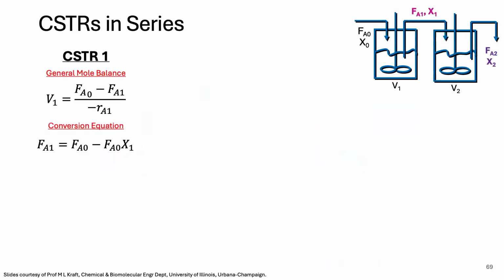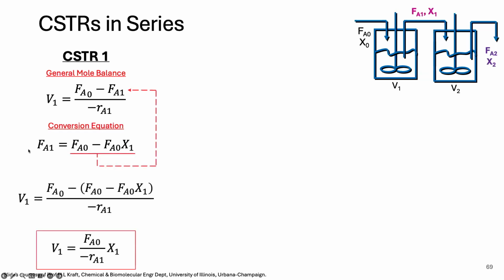So with that, let's think about CSTRs in series. In this case, we have one CSTR, and the effluent of that becomes the feed to a second CSTR, and then overall we'll achieve a conversion of X2. Here's our general mole balance for our first CSTR, and we have our conversion equation. We can substitute this in to eliminate FA1, the flow rate of A coming out of reactor 1. As we rearrange, we can determine the volume of our first CSTR required to achieve a conversion of X1.